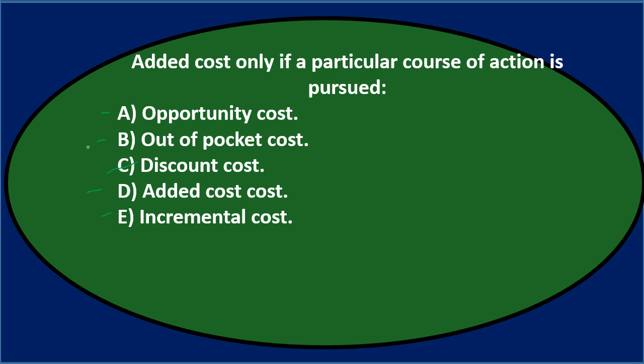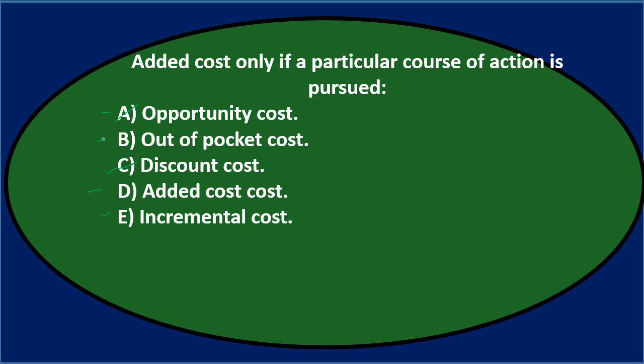So let's go through this again. Added cost only if a particular course of action is pursued. Now, all of these sound like they could possibly work in here. So we're looking almost for the best answer rather than an answer that we could argue should be correct, right? The first one is opportunity cost. That's going to be a cost of the choice we did not choose. So we could argue for that, but I don't think it's the best fit given the other options here.